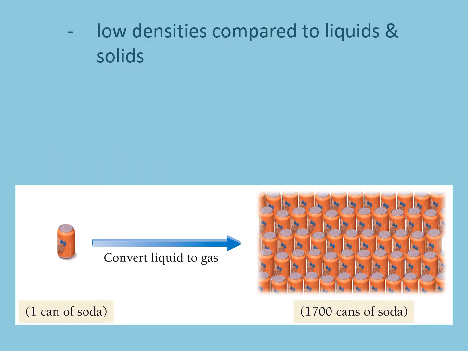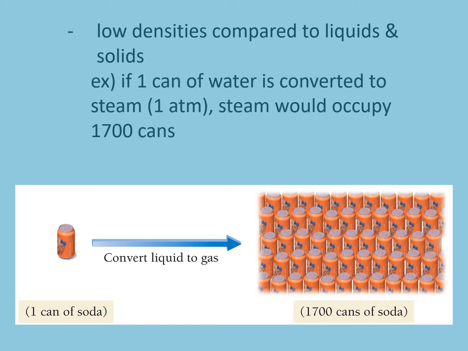To illustrate the idea of the very low comparable density of gases, imagine a pop can filled with water. Now imagine you take that 1 can of water and then convert it into steam. To maintain the same internal pressure, you would fill 1,700 cans with that steam.